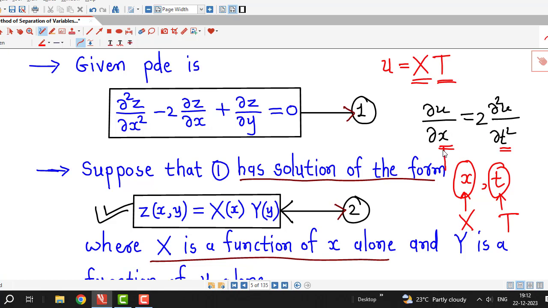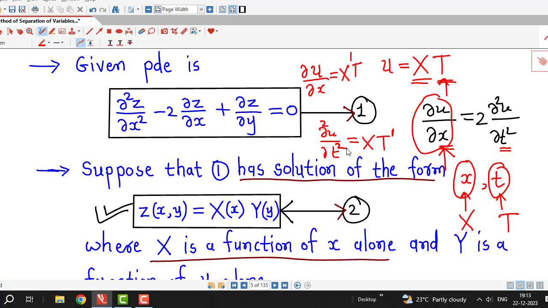Now here I see I require the first order partial derivative with respect to x. So I will write del u by del x equal to X dash into T. I will consider T as constant, derivative of X with respect to x. Then I will require del u by del t. So X constant, derivative of T with respect to small t, I denote it by T dash. Then I again require the second order derivative with respect to t. So X is as it is. Here I have to write T double dash.